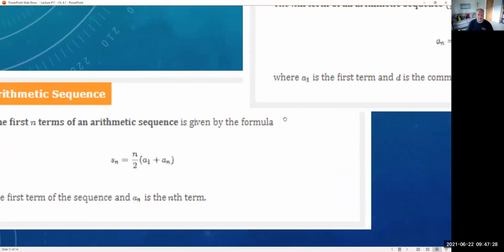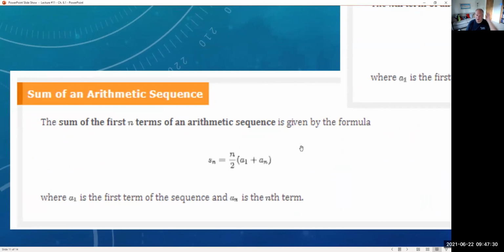And one more important formula right here. This has to do with the sum of the terms. So let's say I wanted you to add up the first 15 terms of the sequence. You could go through and list all 15 of the first terms and then add them up. You could do that. But what if I say, can you give me the sum of the first 85 terms? Well, that's a little bit much to write 85 terms out. So instead what you do is use this formula.